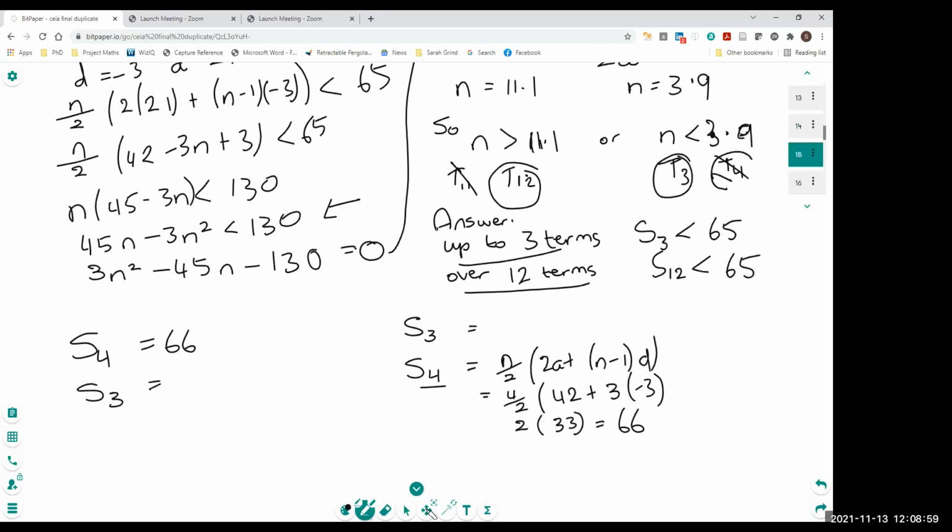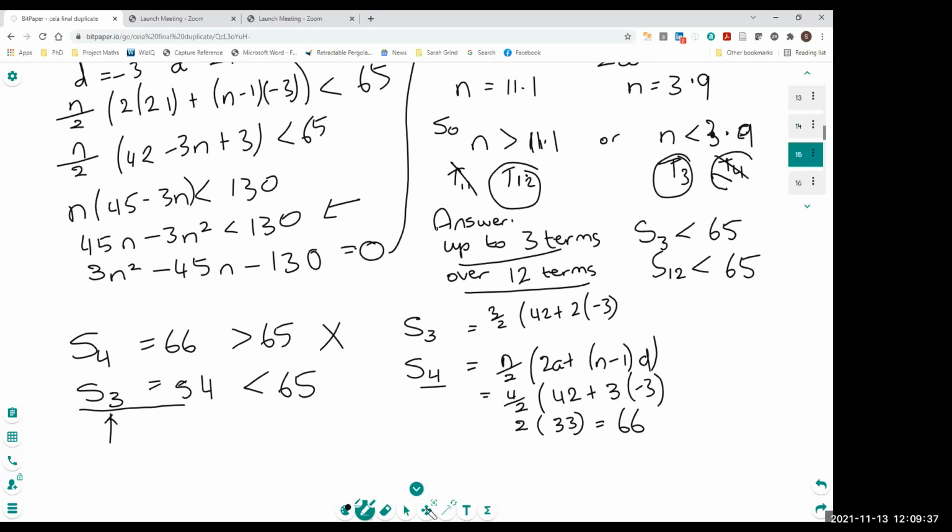So the sum of 3 terms is going to be 3 over 2 into 42 plus 2 by minus 3. So that's 42 minus 6 is 36, divided by 2, 18, times 3 is 54. S of 3 is 54. So that shows you that the sum of terms up to 3 is less than 65, but anything over that is greater than 65. So you don't want anything over that.